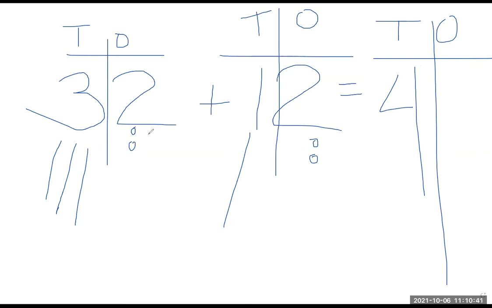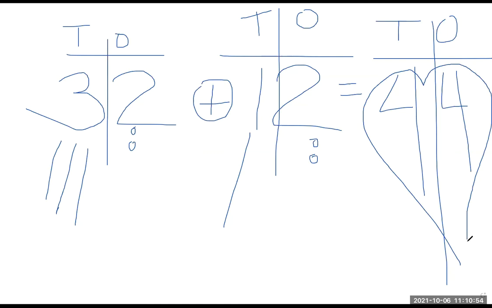2. We don't want to add the other 2. Remember, we're adding. So let's add. 4. Yes, very good. 2 plus 2 is 4. So my total final answer for adding the value of 3 10s and 2 1s and 1 10 and 2 1s is 4 10s and 4 1s.